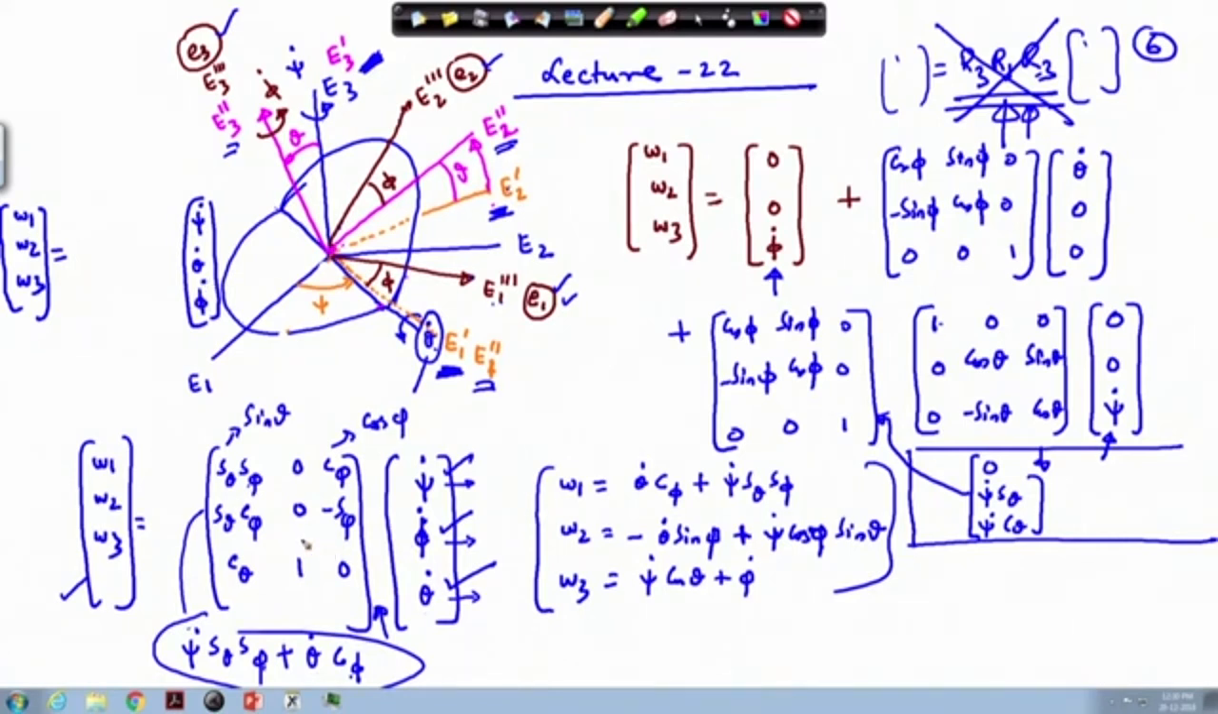Then the change you need to make is that these two rows will get exchanged. That means that here you will have c theta, 1 and 0 in this place, and s theta c phi will come downwards, this will be 0 and minus s phi will be in this place. Similarly, because psi dot is in its original position, we do not have to change this term. This is s theta s phi, 0 and c phi, which remains as it is.